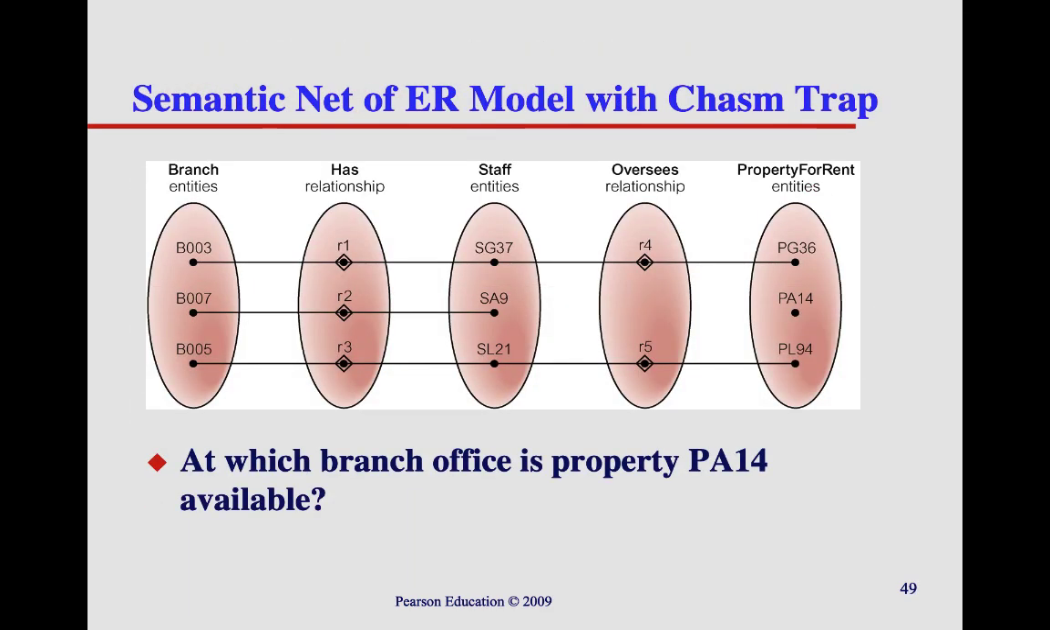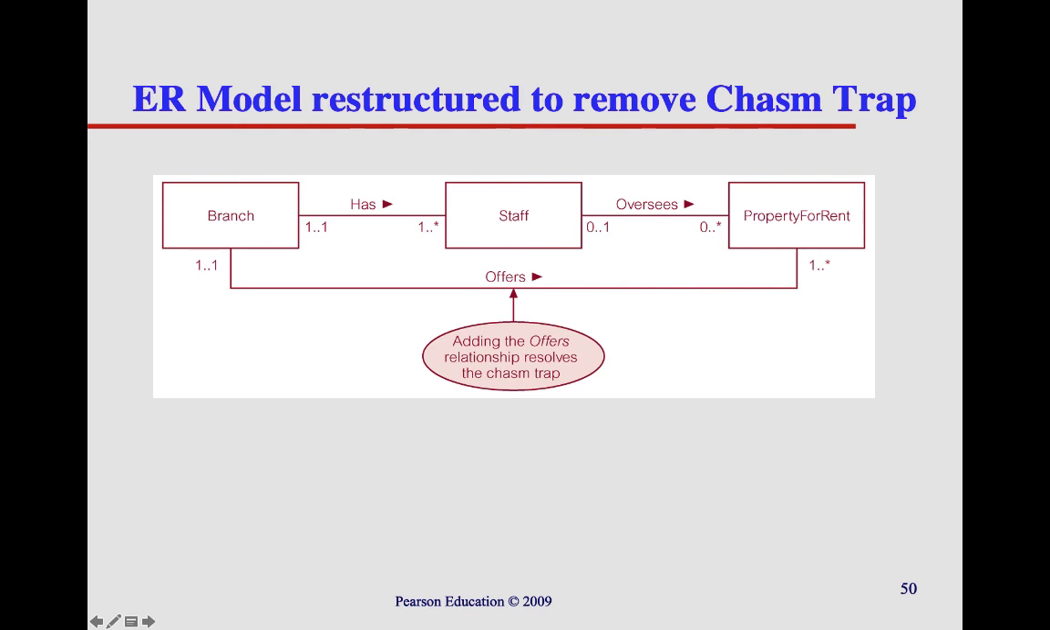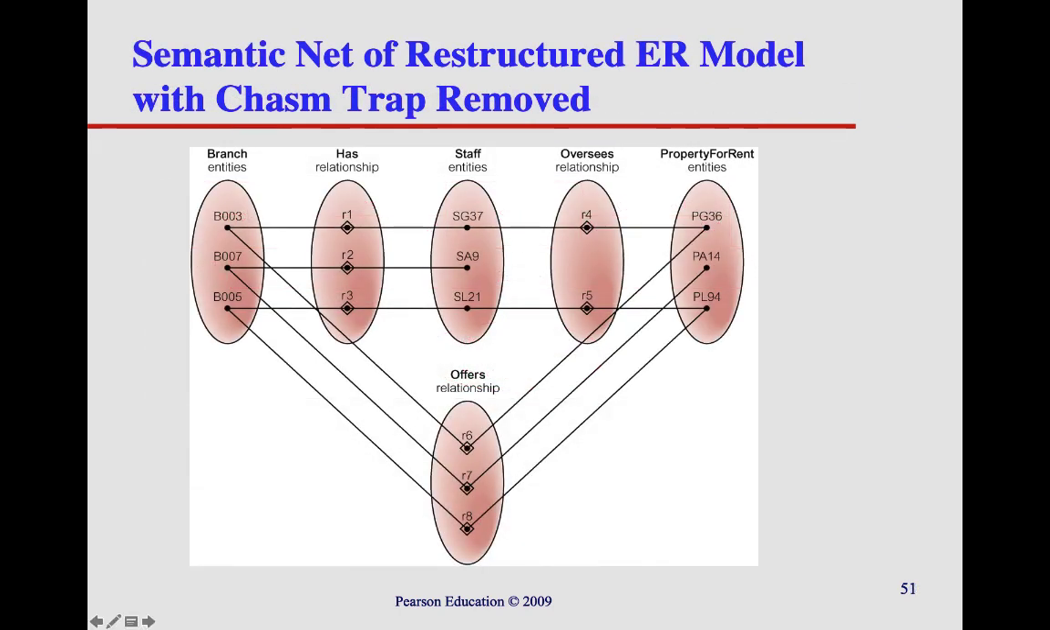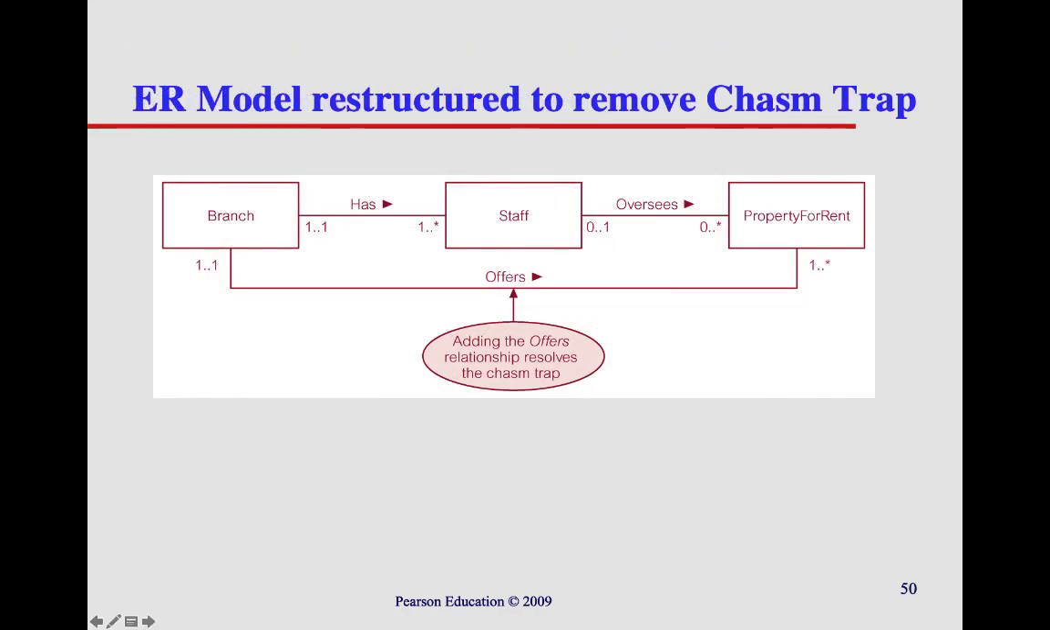One way to fix it is to add another relationship, in this case, a direct relationship between branch and property for rent. So we have a direct relationship, and in every property for rent, now not only do we have a staff number, but we also have a branch number. Okay, this fixes the problem. So for every property, we now have a branch directly managing it. The problem is it introduces a potential update problem.